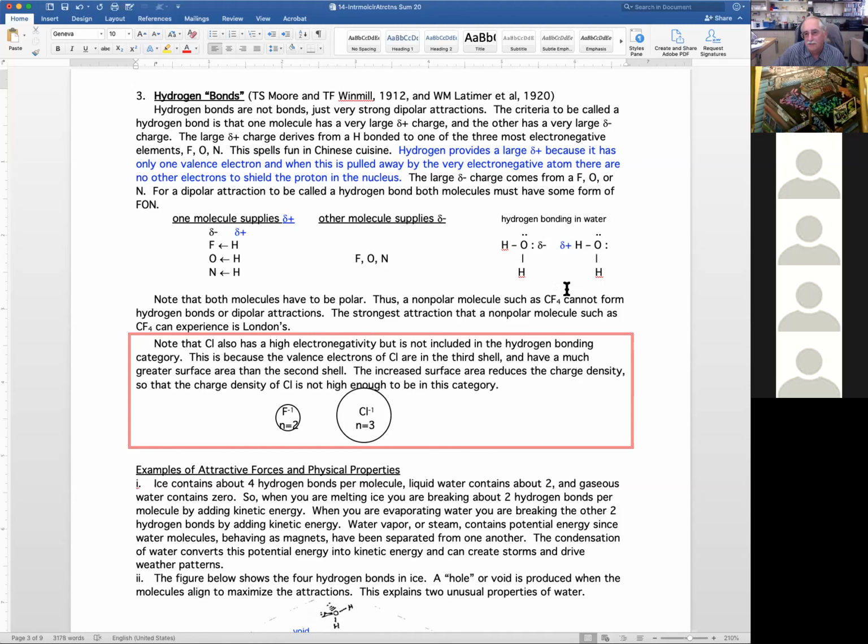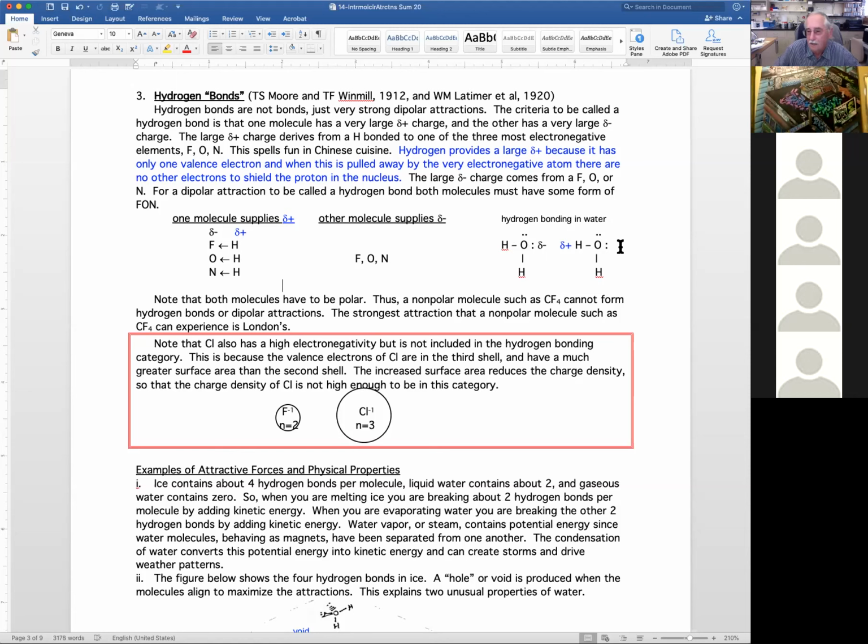So is this a hydrogen bond? Here's the O of one, right? What does the other one have to supply? Either an FH, an OH, or an NH. And here's the OH. So yes, that's a hydrogen bond.